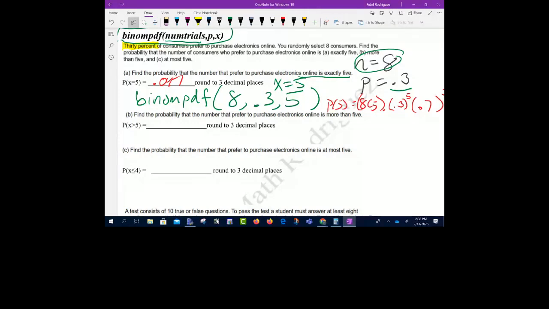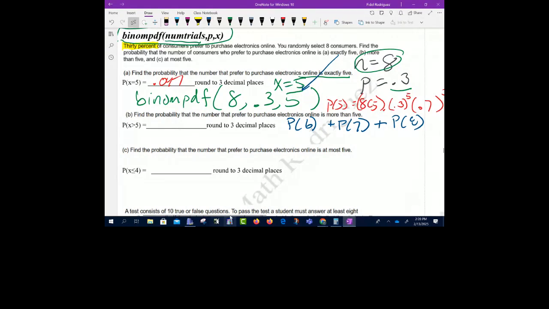It says, find the probability that the number that prefer to purchase their electronics online is more than 5. So if we're looking for more than 5, does everybody agree that we would be looking at the probability of 6 plus the probability of 7? Where would we stop? At 8, right? So let's do it like this. Let's find the probability of 6, the probability of 7, and the probability of 8. Now, remember, the only thing I'm going to change in each one of those is that 5 to a 6, a 7, and an 8. I'm going to write down my numbers and add them all up.